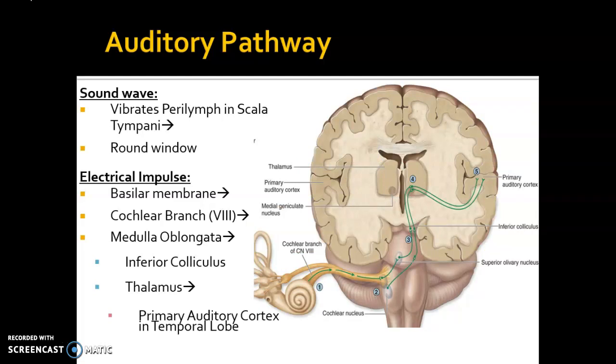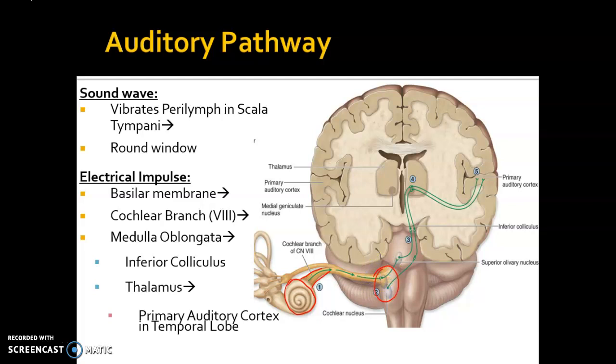So let's see here. On the left hand side you see the cochlea, right? That's the cochlea, and this branch that has the green arrow, that's the cochlear branch of the vestibulocochlear nerve, or cochlear branch of cranial nerve 8. Cranial nerve 8 is called vestibulocochlear nerve. So the cochlear branch of cranial nerve 8 carries the action potential to the medulla oblongata. So right here, that's the medulla oblongata.